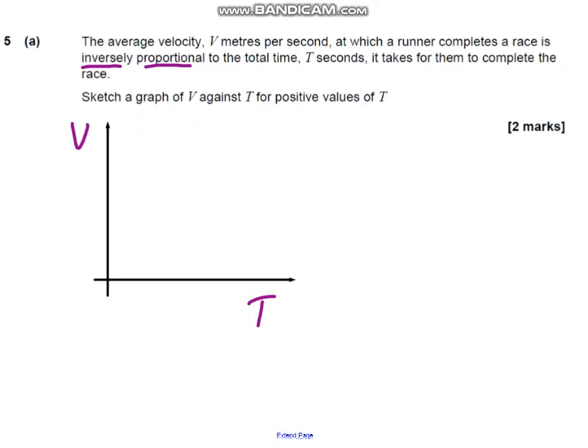On to question 5. So from GCSE, really, inversely proportional. As is convention, we always put time on the x-axis and the other thing on the y-axis, and so you can have that kind of shape with asymptotes on both of the axes.